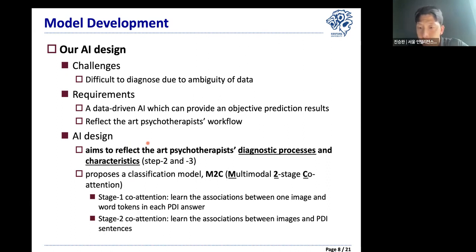And we propose a stress classification model, M2C. M2C stands for multi-modal two-stage co-attention. In stage 1 co-attention, M2C learns the associations between one drawn image and word tokens in each PDI answer. In stage 2 co-attention, M2C learns the associations between drawn images and PDI sentences.